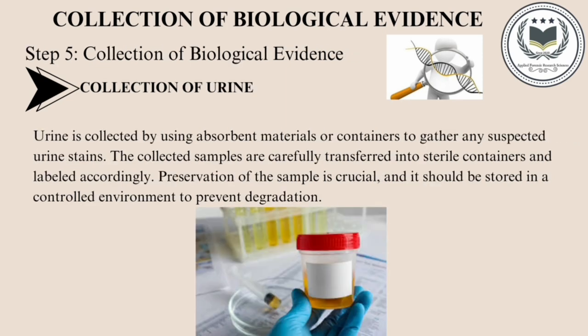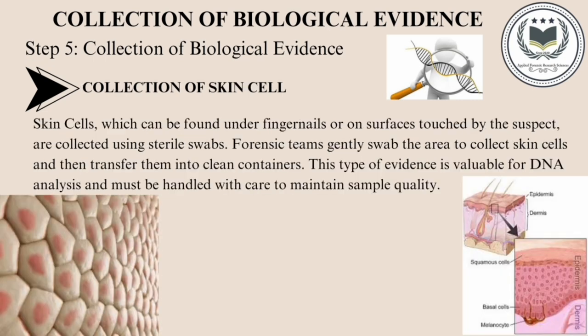Collection of hair. The collection of hair in forensic investigation is essential to cases involving DNA analysis and microscopic comparison. Hair can be collected from various locations including the crime scene, victim, suspect or personal belongings. Forensic experts use tweezers and gloves to handle the hair strands, ensuring they are not contaminated. Both head hair and body hair may be collected depending upon the case.